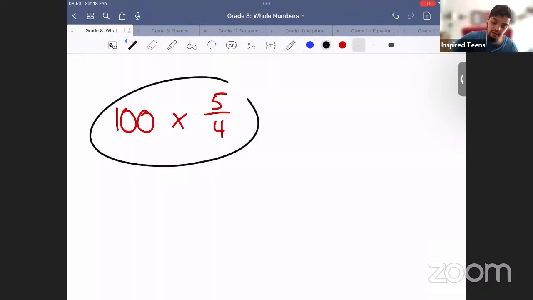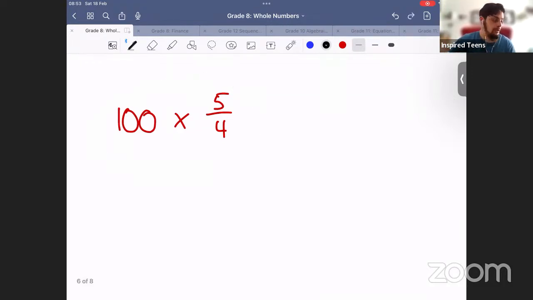So let's look at 100 times 5/4. It is multiplication of fractions. Because I have one fraction, I need to turn 100 into a fraction as well. Anything that is not a fraction, I can put over 1 to create a fraction. Again, we'll be doing more of this after integers. So how do we multiply fractions? You need to remember that we multiply fractions in a straight line.